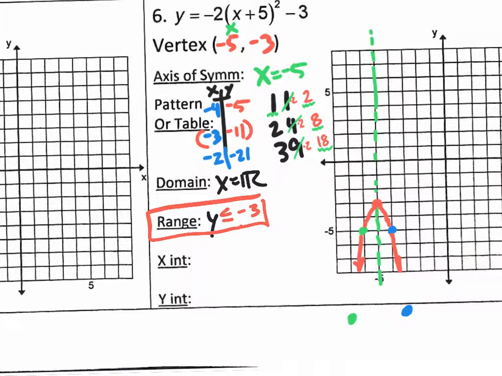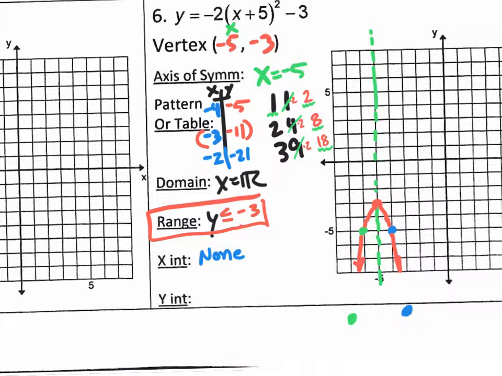How about the x-intercepts? Where does it cross the x-axis? None. It does not cross. How about the y-intercept? Where does it cross the y-axis? Ladies and gentlemen, this is an important one. What's the y-intercept? Where does this cross the y-axis? Right here, visually it doesn't, but you need to figure it out.